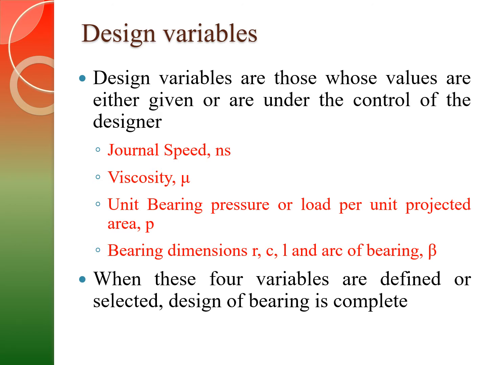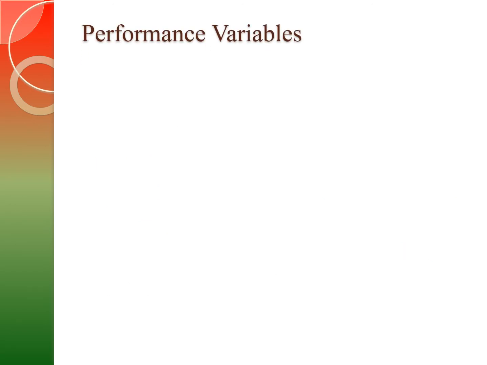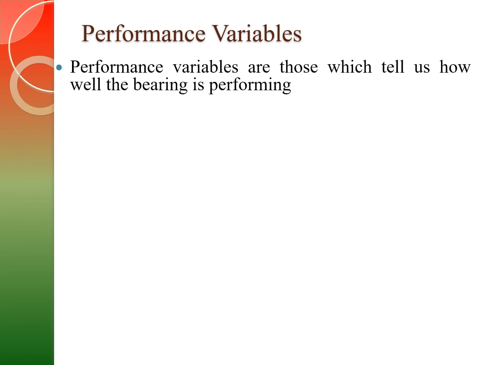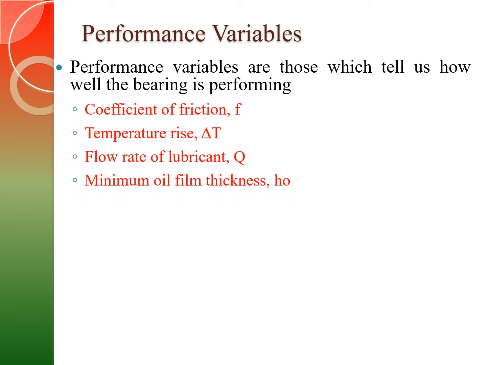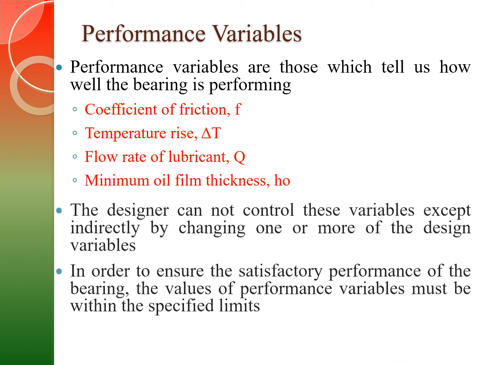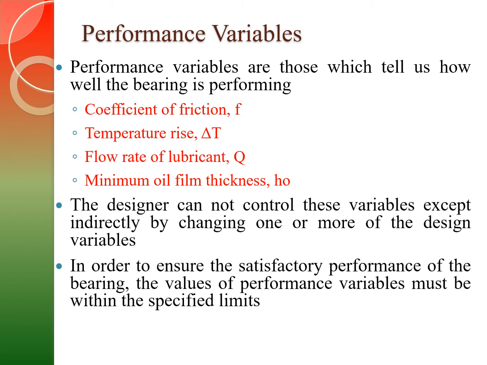When these four variables are defined or selected, the design of the bearing is complete. Next variables are performance variables. Performance variables are those which tell us how well the bearing is performing. Performance variables are coefficient of friction, small f, temperature rise delta T, flow rate of lubricant capital Q, and minimum oil film thickness HO. The designer cannot control these variables except indirectly by changing one or more of the design variables. In order to ensure the satisfactory performance of the bearing, the values of the performance variables must be within the specified limit.